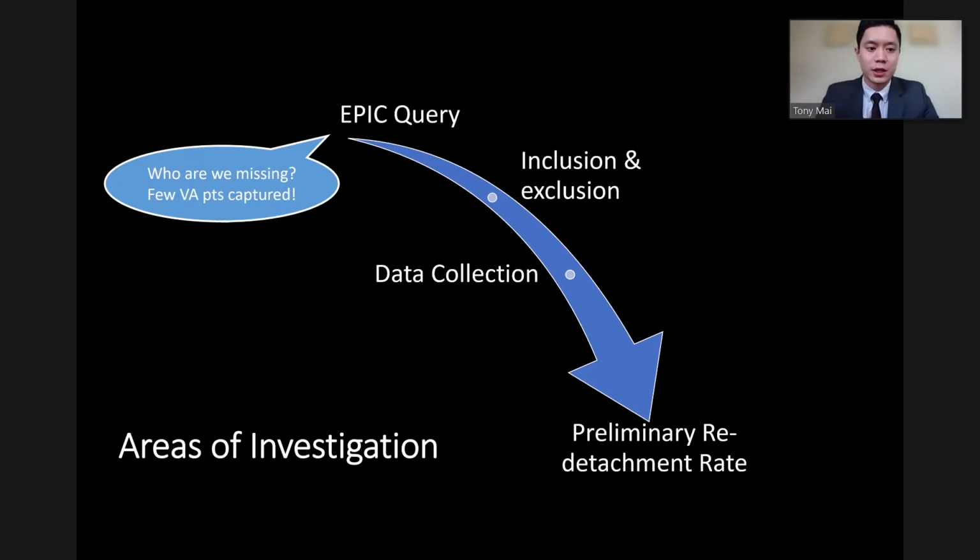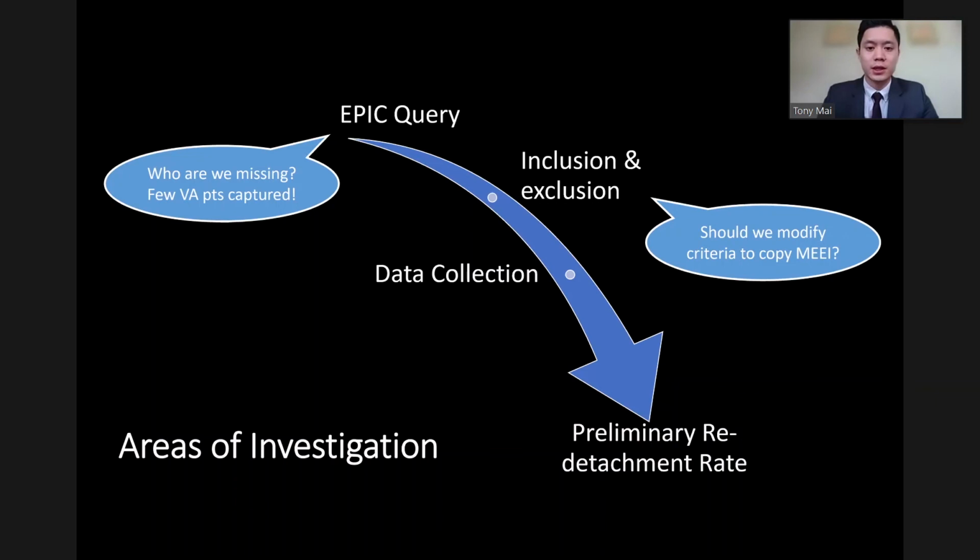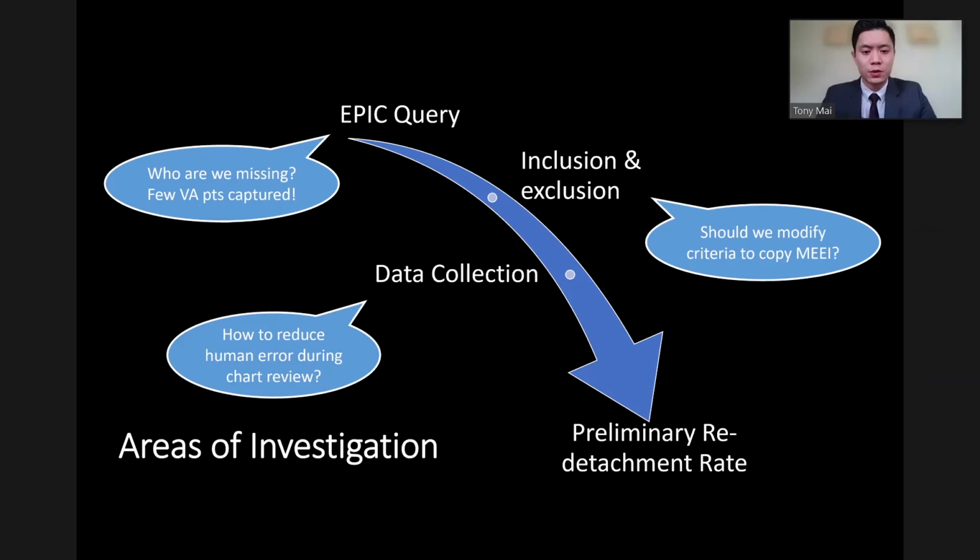Next is our inclusion and exclusion criteria. I know that we tried to revamp the exclusion criteria by adding more and added more surgeries just for our own future projects, but should we also modify the criteria to copy the Harvard study so we can directly compare to the number that they have? And lastly, just data collection itself, there was a lot of tedious chart review in this process. And so I'm sure there's a lot of human error that I myself probably had made. And so I would need to go through this data again to make sure that it's accurate and hopefully involve someone else to also go through it to have a second pair of eyes. All of this returning perhaps a better re-detachment rate that we can trust.